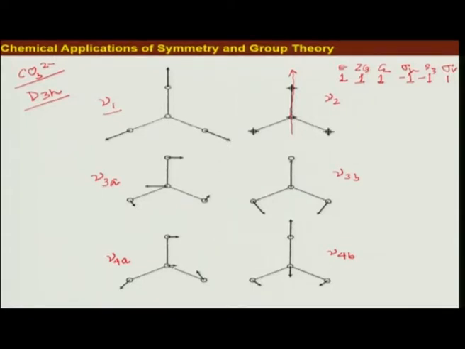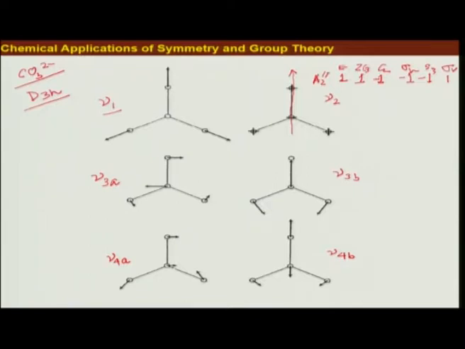All right. So the C2 primes. Therefore what we have is C2 is also giving me -1. So that was a mistake. If I correct everything, now I have C2, sigma H and S3 as -1. So now let's compare. That gives me A2 double prime. So this belongs to A2 double prime.